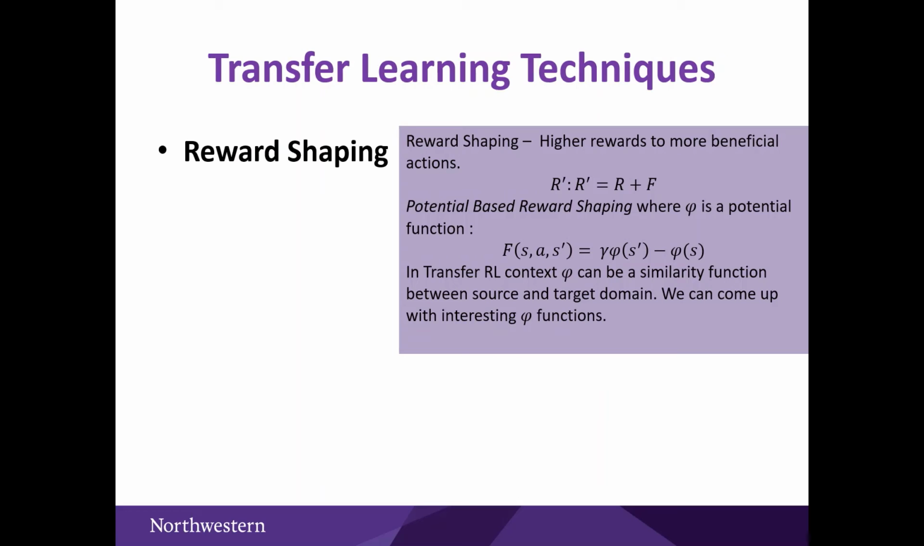Now let us look at some popular transfer learning techniques that are commonly used in the reinforcement learning context. The first one is reward shaping. The idea behind reward shaping is to assign higher rewards to more beneficial state action pairs. This is also an idea similar to intrinsic reward. One of the common approaches is potential based reward shaping, where you use a similarity function to augment the already existing reward distribution.